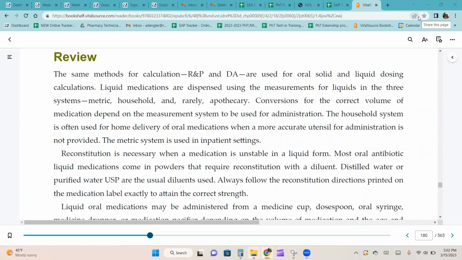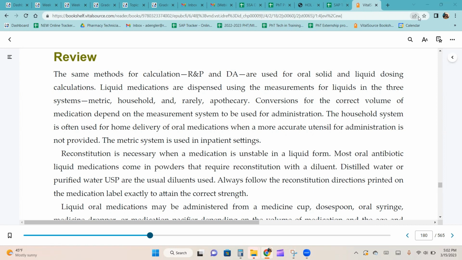The same methods for calculation, ratio and proportion, and dimensional analysis are used for oral, solid, and liquid dosing calculations. Liquid medications are dispensed using the measurements for liquid in the three systems: metric, household, and rarely apothecary. Conversions for the correct volume of medication depend on the measurement system to be used for administration. The household system is often used for home delivery of oral medications when a more accurate utensil for administration is not provided. The metric system is used in inpatient settings.